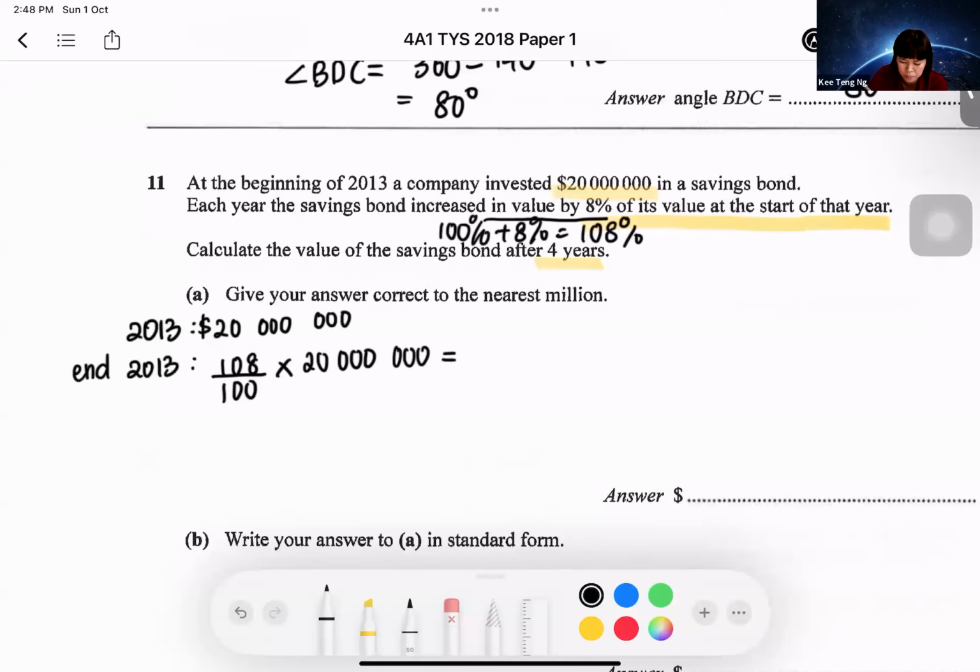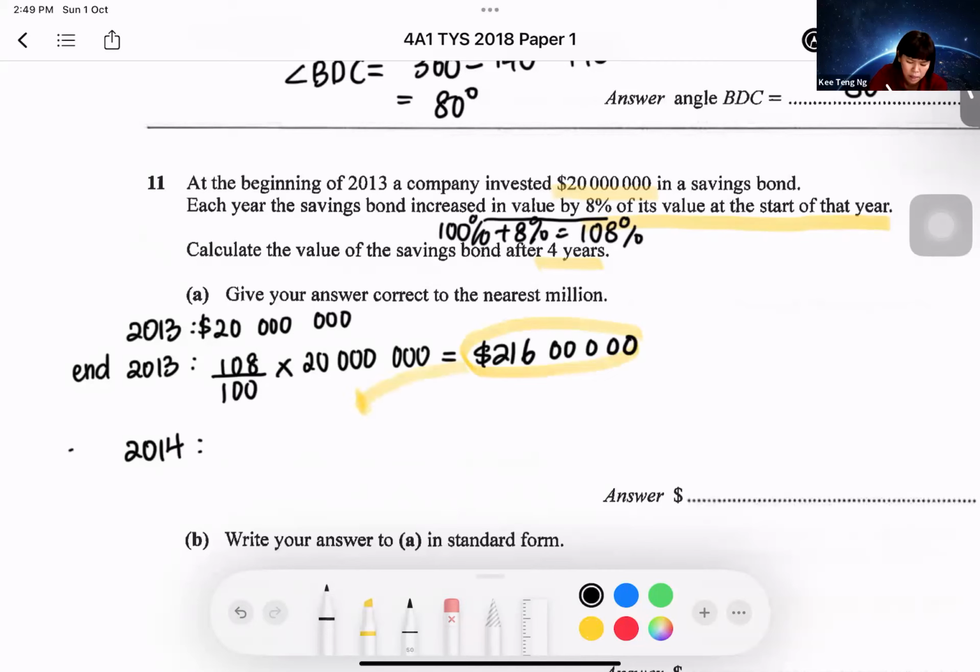Oh my God, that's a lot. Okay, let me count the number up. 108 by 100 times 20, so I get 21,600,000. Then at the beginning of the next year, 2014, the amount from my previous year was this. So I need to use this for my second portion over here.